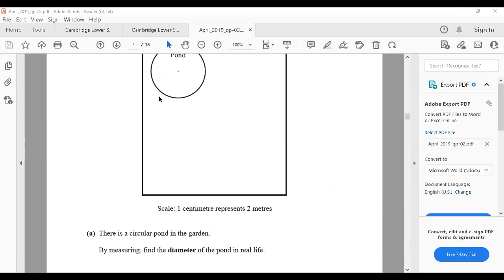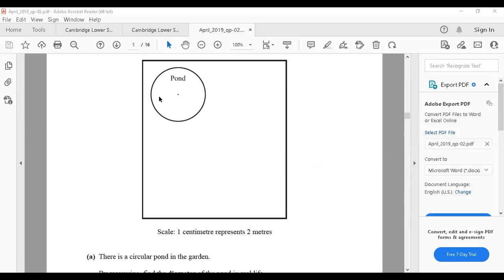1 centimeter to 3. Diameter, measured in centimeters. If we take a ruler and measure the line passing through the center and touching the circle at 2 points, this is the diameter. If we measure it with the ruler and find 3, I will put 3 times 2 equal 6.